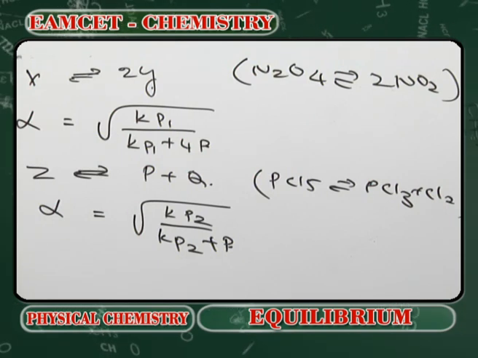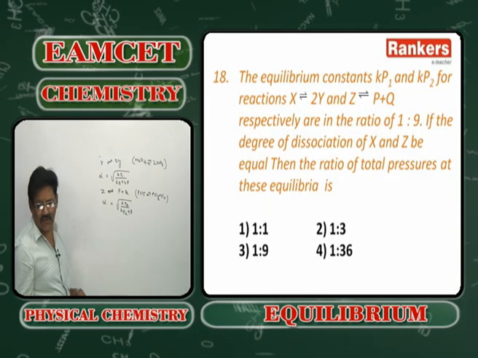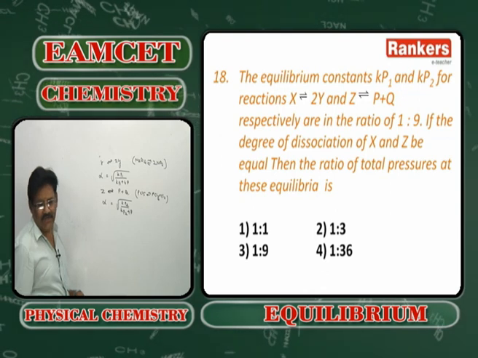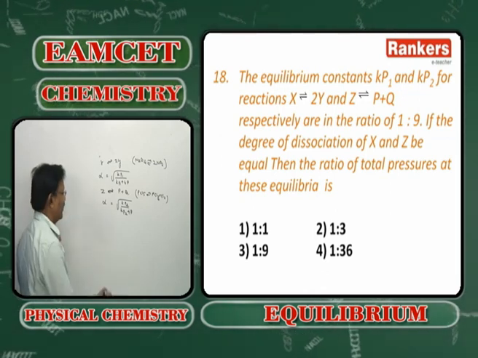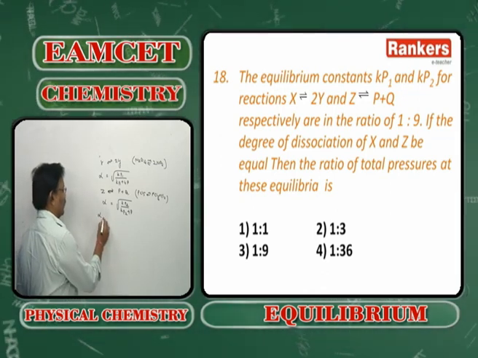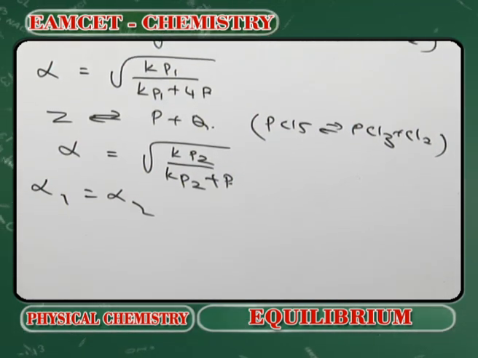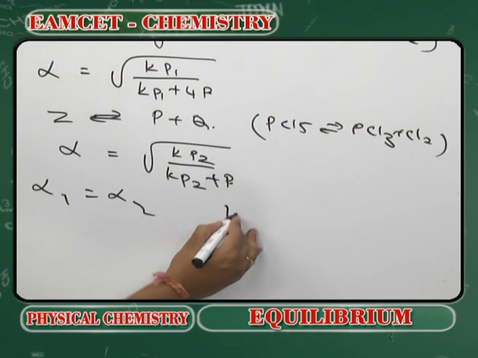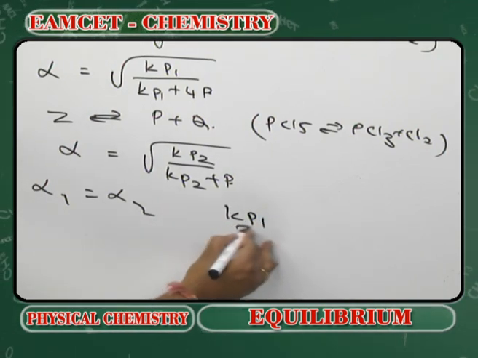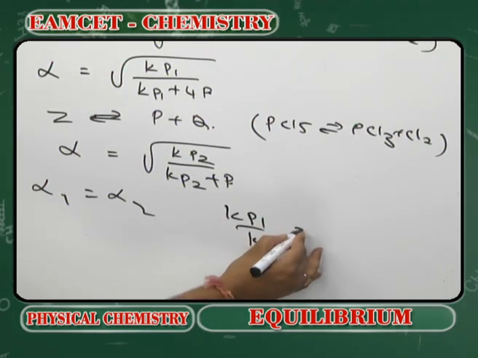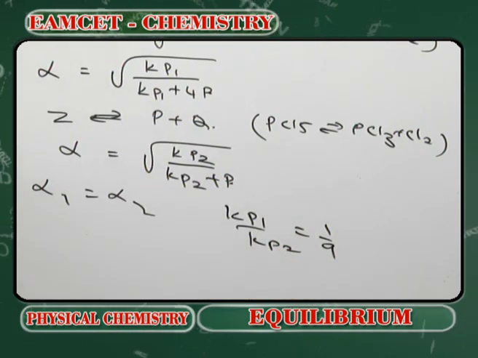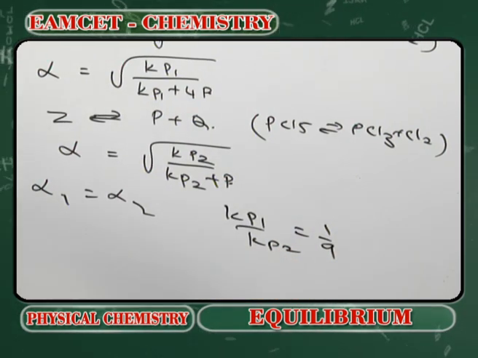Now what is given here? Alpha 1 is equal to alpha 2, that is, the degrees of dissociation are equal. And what other things have they given? Kp1 by Kp2 is equal to 1 by 9. What is the thing they wanted?